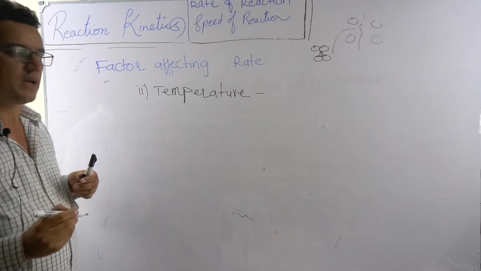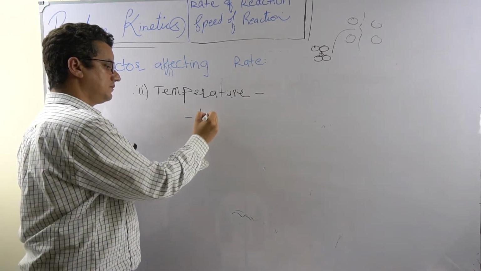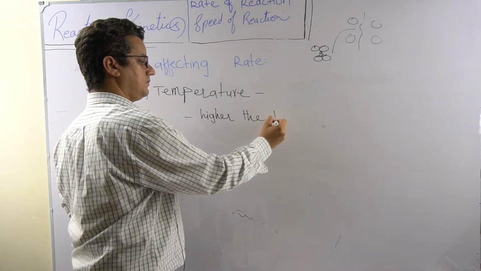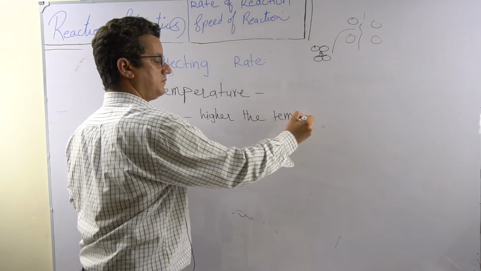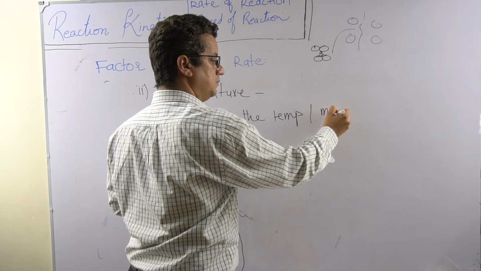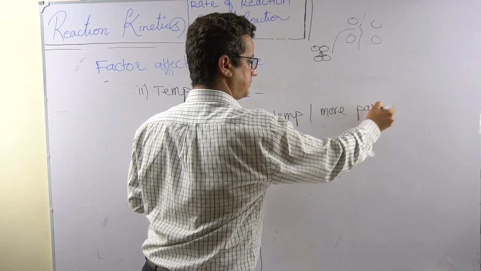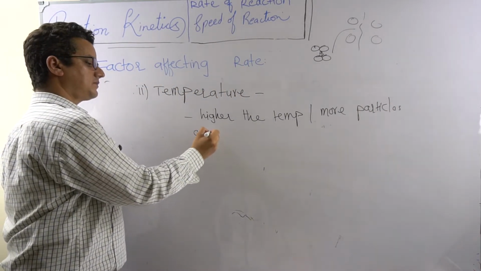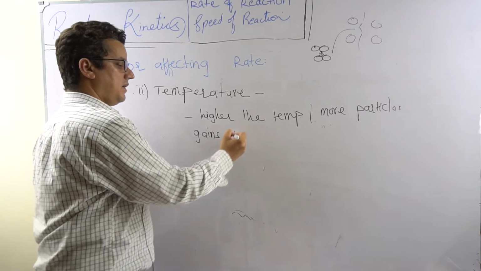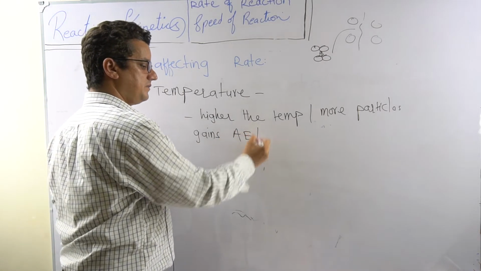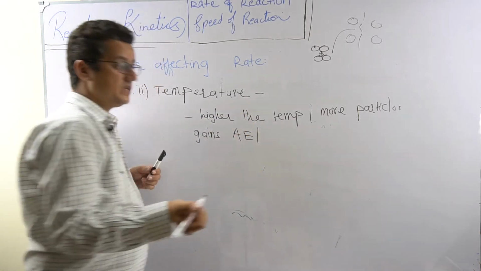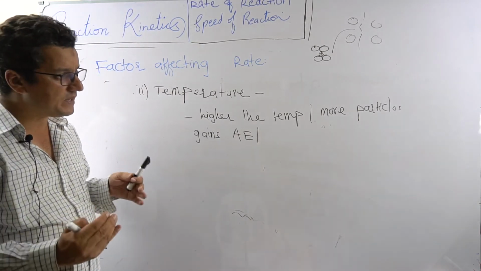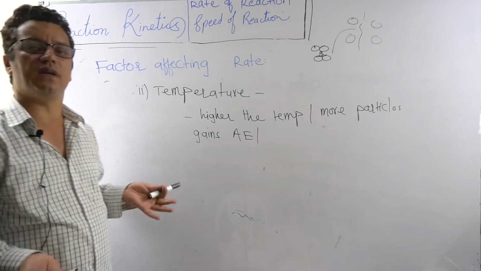Temperature, because higher the temperature, more particles gain activation energy. When temperature is high, more particles gain activation energy, because increasing temperature increases the average kinetic energy of the particles.